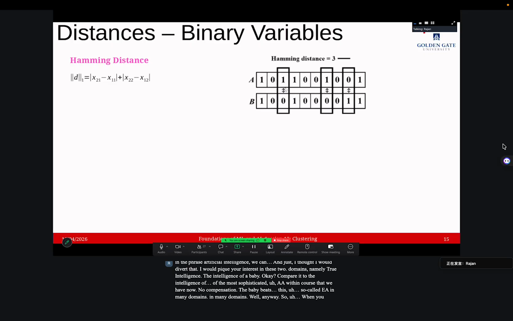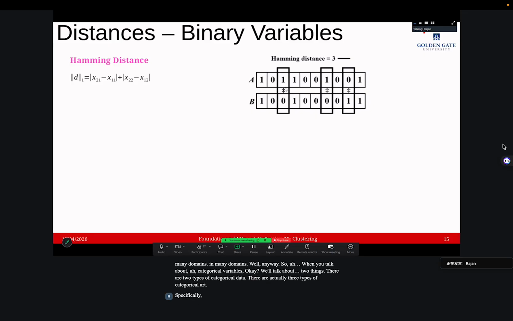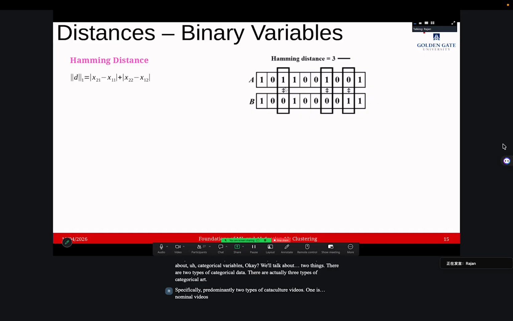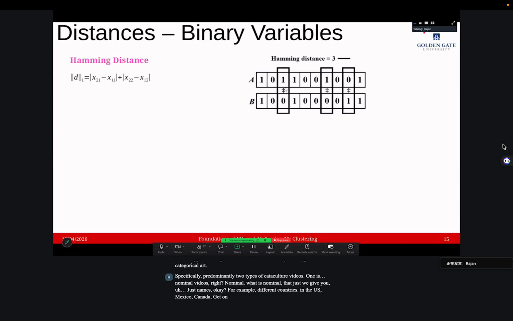When you talk about categorical variables, we will talk about two things. There are predominantly two types of categorical variables. One is nominal variables. What is nominal? We just give names. For example, different countries: the US, Mexico, Canada, Iran, Russia. Those are nominal.